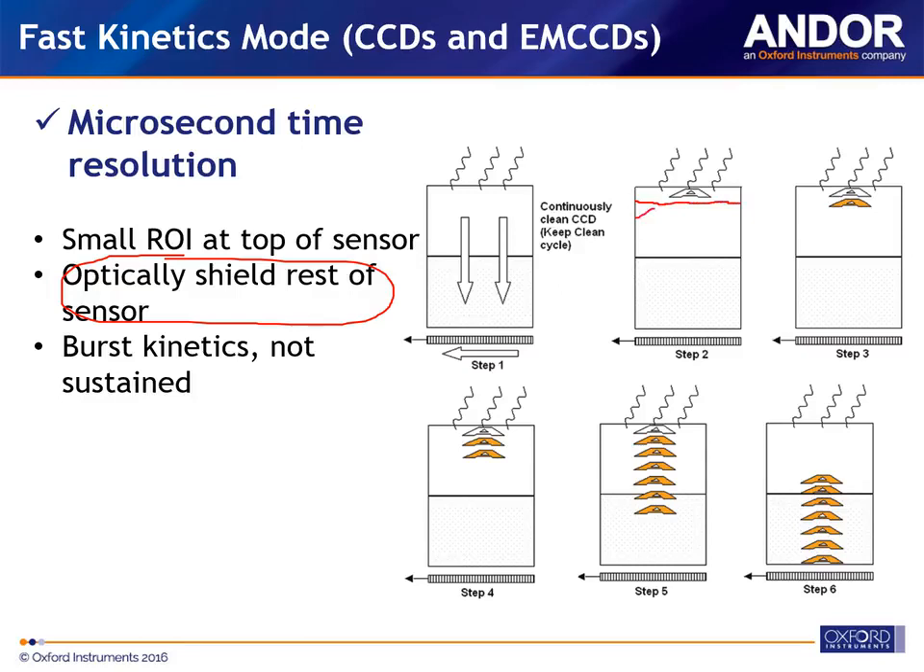We have to make sure that the rest of this area is optically shielded from photons, because don't forget, this strictly speaking is active area. As far as the sensor is concerned, it's open to photons, charge can be collected here. It's up to us in the experiment then to make sure charge cannot be collected here. So that's where optically shielding of the rest of the sensor becomes important.